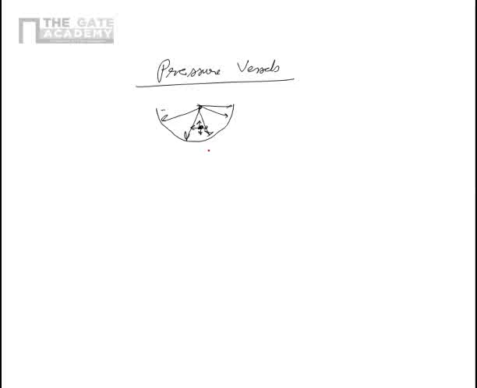Now pressure vessels are primarily of two types. The first one is cylindrical, and the second one is spherical. Both the pressure vessels, the cylindrical and the spherical, are used in different conditions.